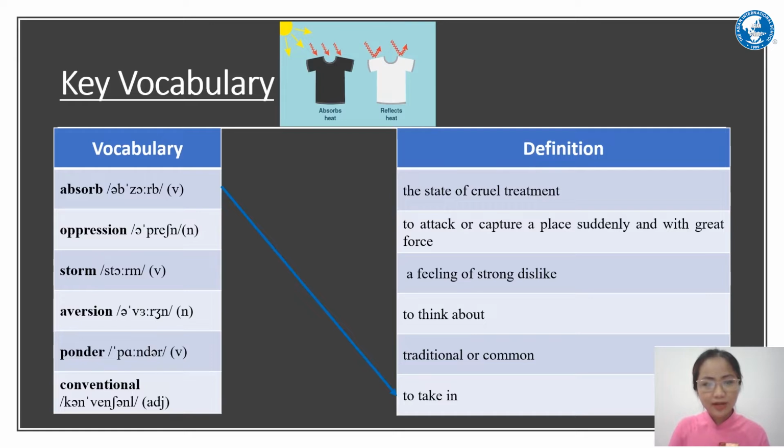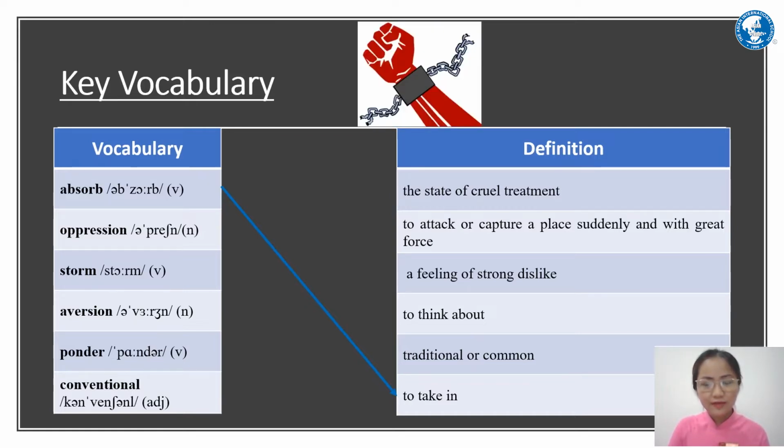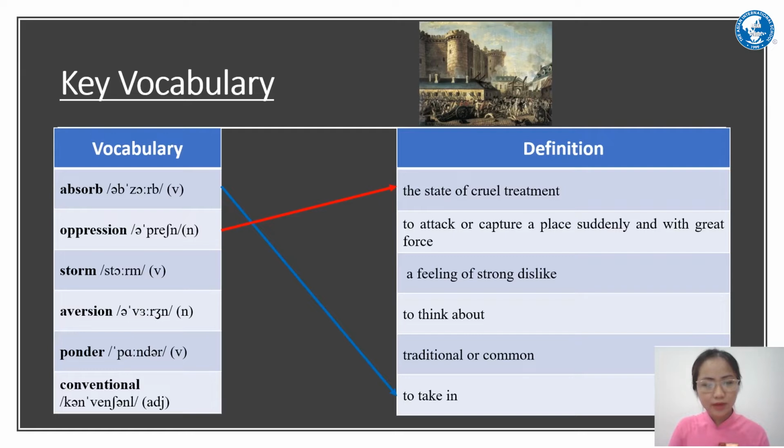Now, the next word is oppression. Look at the picture. Oppression is the state of cruel treatment, usually unfair treatment. Please pay attention to the next word, storm. Okay? Please don't mistake the verb storm for the noun storm, which describes bad weather with strong wind, thunder, and lightning. Storm here, it means to suddenly attack a place.